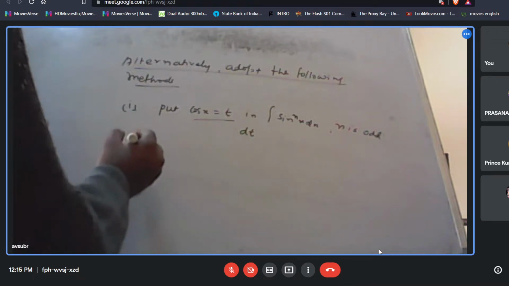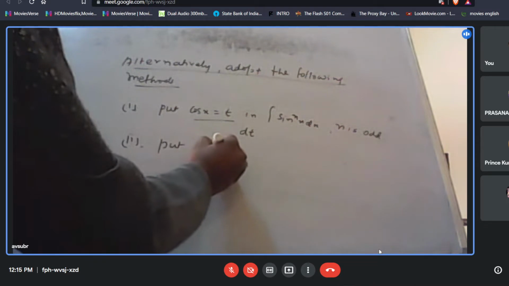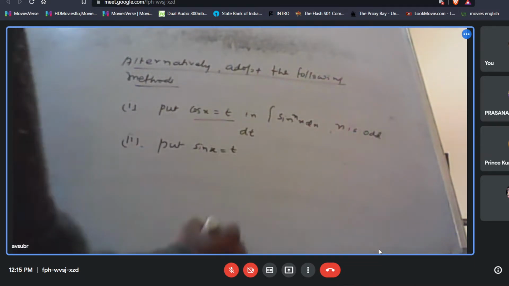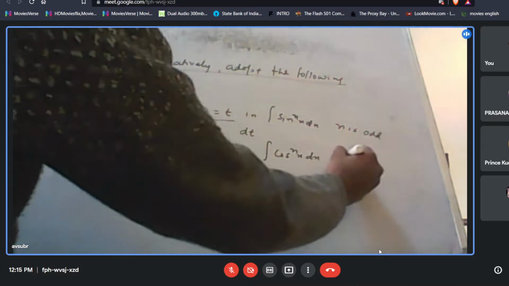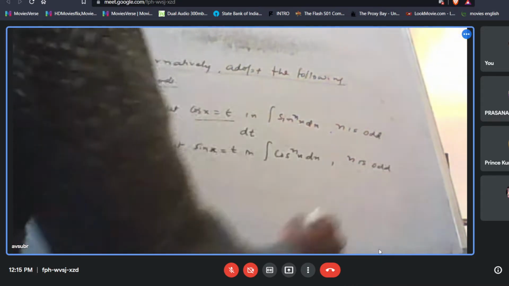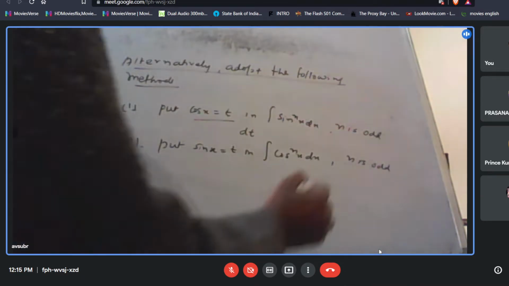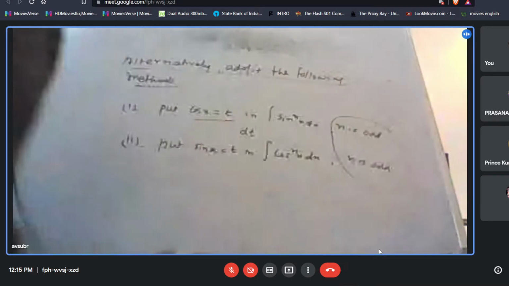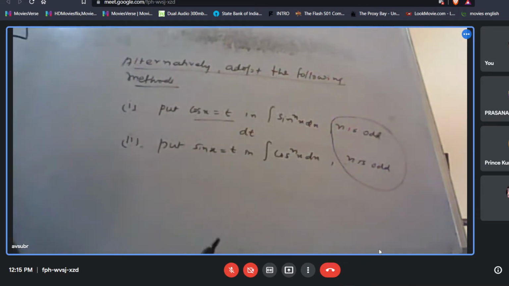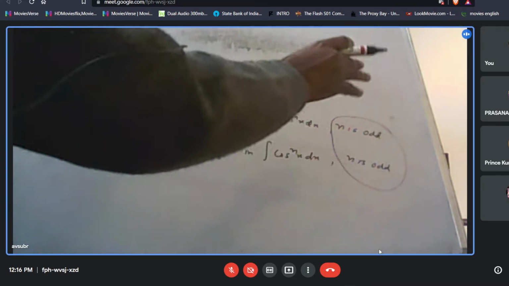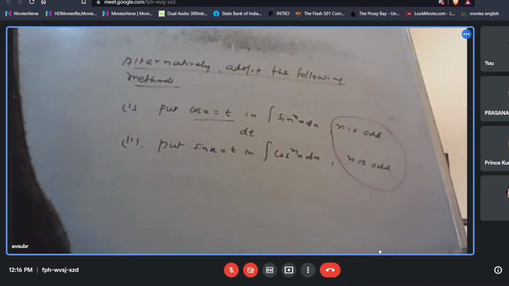Okay. Similarly, you can put sin x equal to t in cos to the power n x dx when n is odd. In that case also, you will obtain the formula. But the thing is that n has to be odd. This you need to remember. So using this method also you can solve it, if it is for 3, 5, 7, 9, like that.